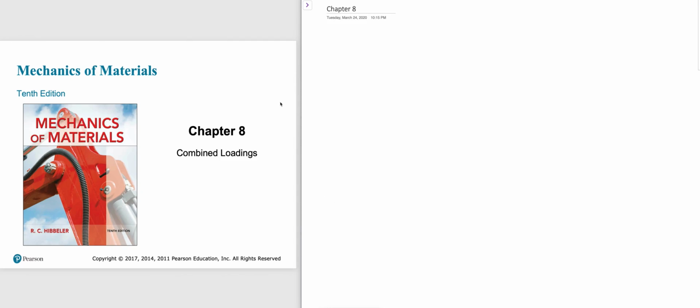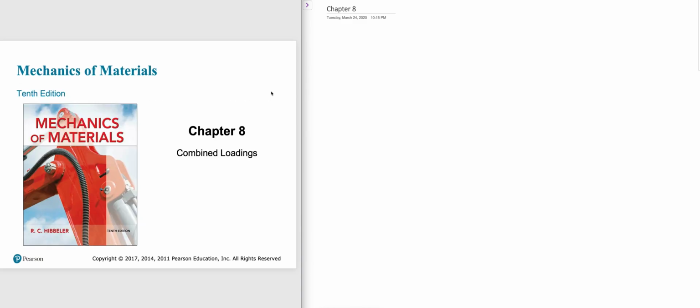Hello, class. So let's look at chapter 8, which is combined loadings. The objective of this chapter is to discuss different problems where you have combined loading. For example, when you have axial load, torsion, bending, and shear all occurring simultaneously, what happens? That would be the objective of this chapter.